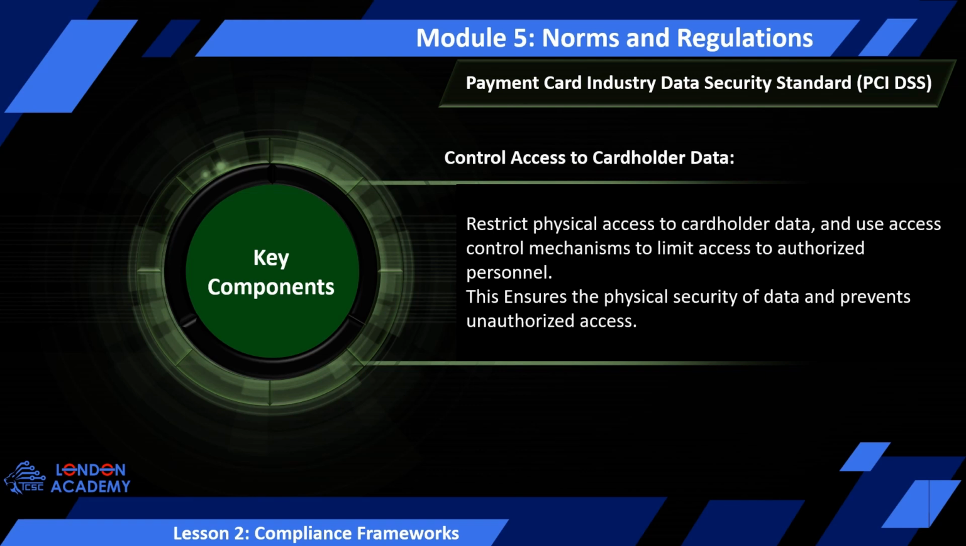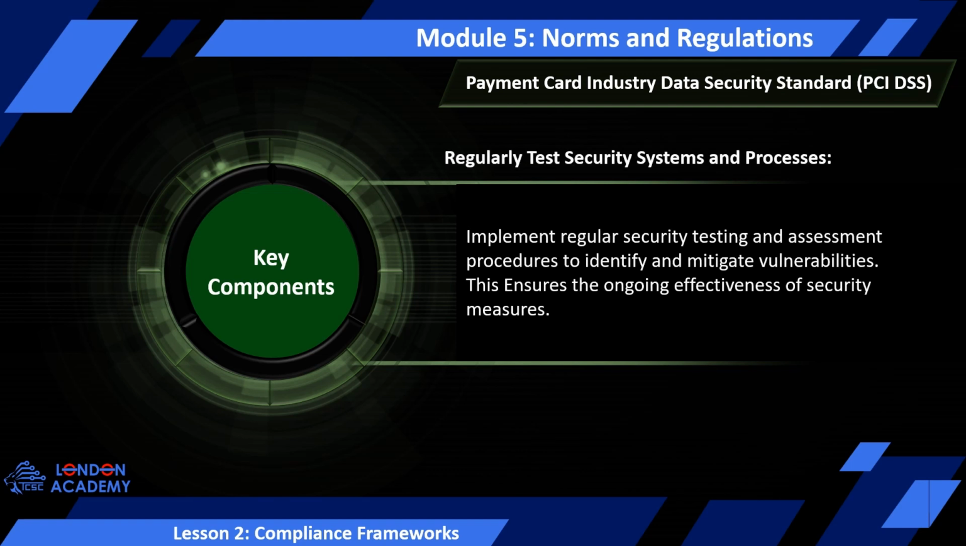Control access to cardholder data. Restrict physical access to cardholder data and use access control mechanisms to limit access to authorized personnel. This ensures the physical security of data and prevents unauthorized access. Regularly test security systems and processes. Implement regular security testing and assessment procedures to identify and mitigate vulnerabilities. This ensures the ongoing effectiveness of security measures.